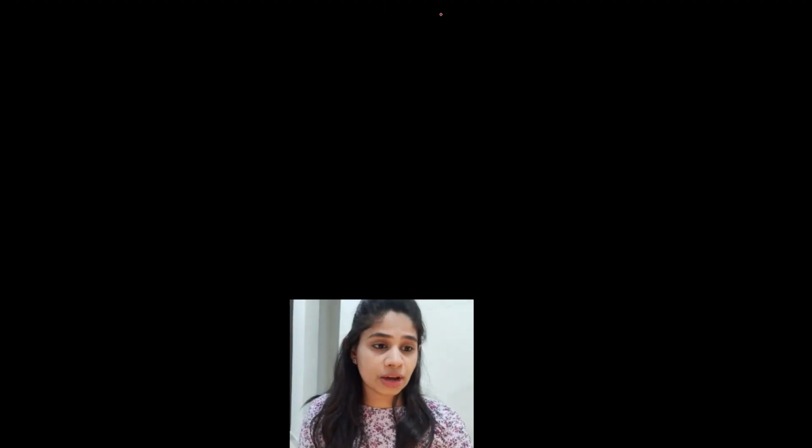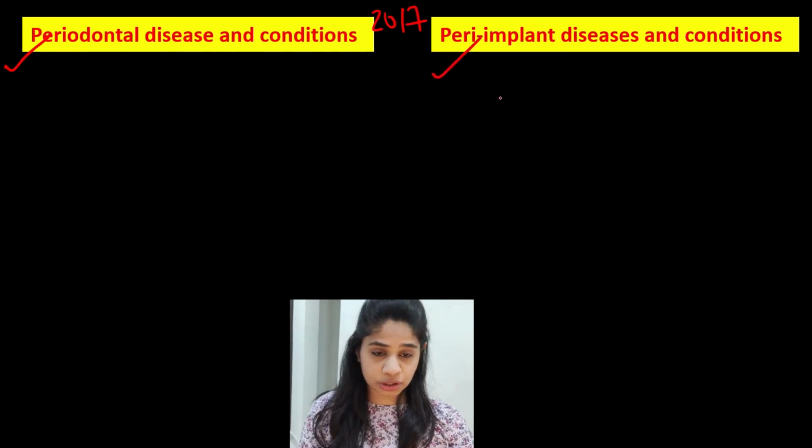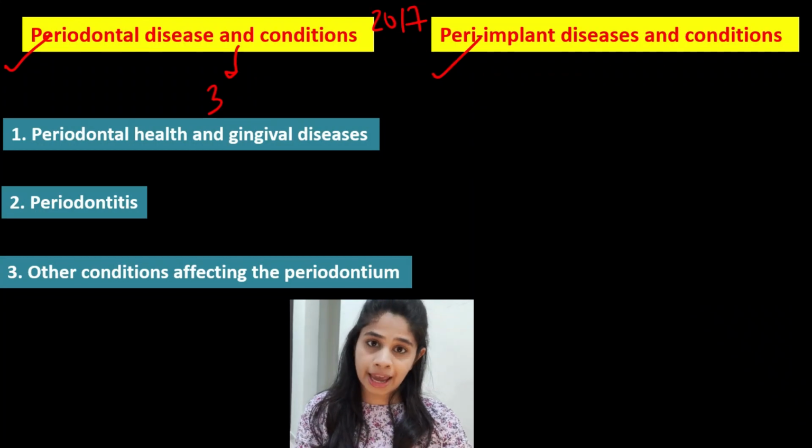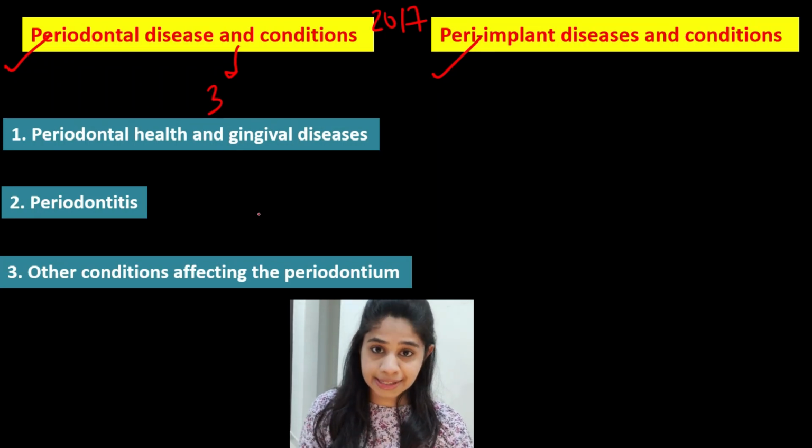If we talk about the 2017 classification, we have two major categories. We have the periodontal diseases and conditions, and the peri-implant diseases and conditions. Coming on to the periodontal diseases, we have three subcategories underneath this. First is periodontal health and gingival diseases. Here the periodontium is healthy, but the gingiva, or the gums, is the one which is affected. The second category is the periodontitis condition, where the periodontium and the attachment apparatus itself is affected. Whereas in the third category, we have the other conditions affecting the periodontium.